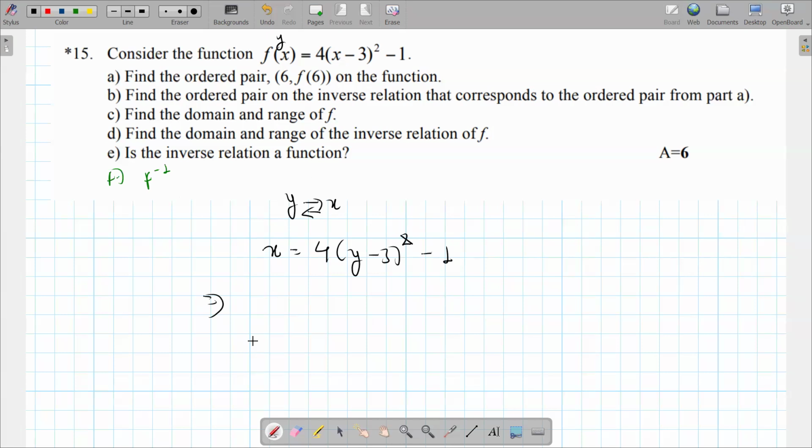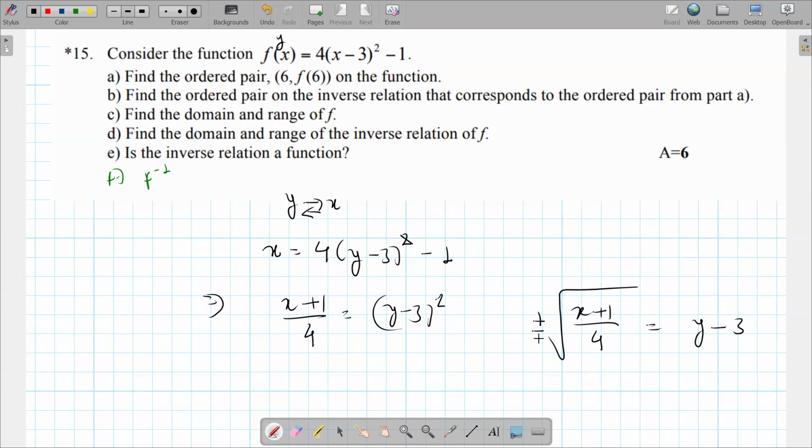You add 1. Okay, let's add 1. What's next? You divide by 4. Okay, you divide by 4. What's next? You square root. Okay, you square root it. At this level, remember, whenever you square root, it's always going to be plus minus. What's the last step? You add 3. You add 3. So there you go. That's the equation of f inverse.